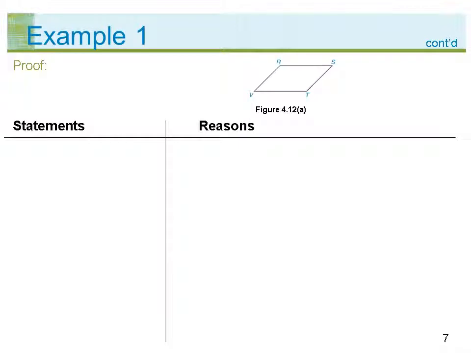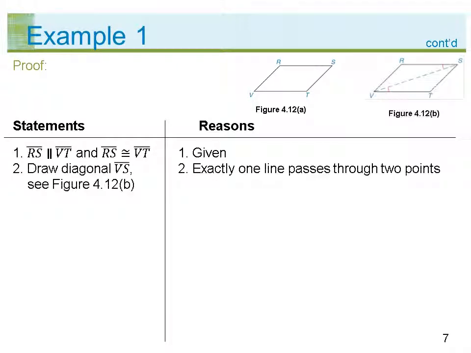Proof. Statements. Reasons. Statement 1. Segment RS is parallel to segment VT, and segment RS is congruent to segment VT. Reason 1, given. Statement 2. Draw a diagonal segment VS. See figure 4.12b. Reason 2. Exactly one line passes through 2 points.